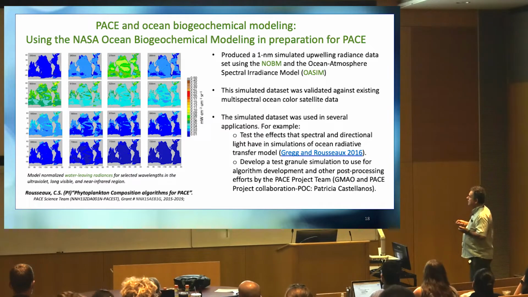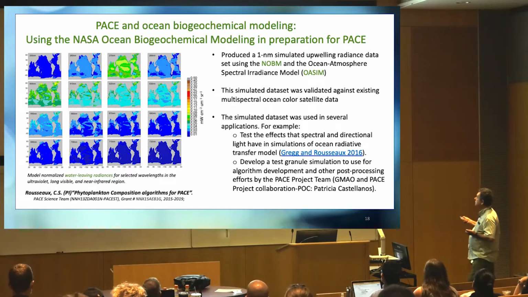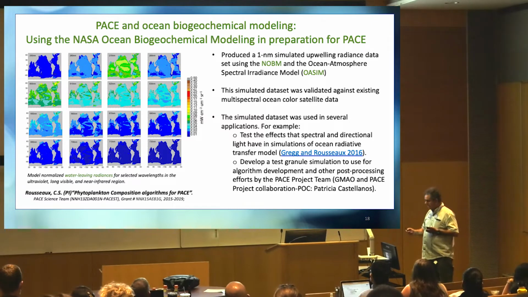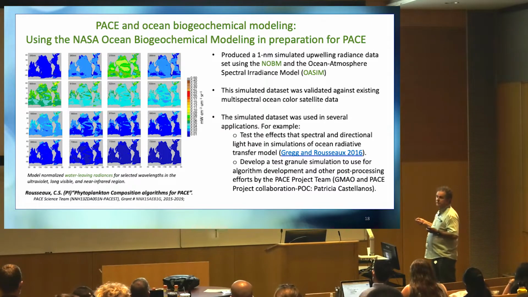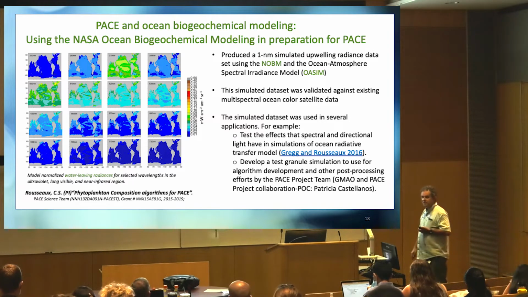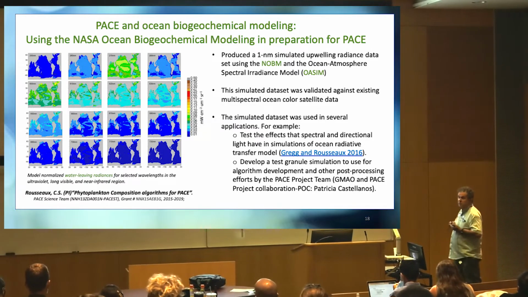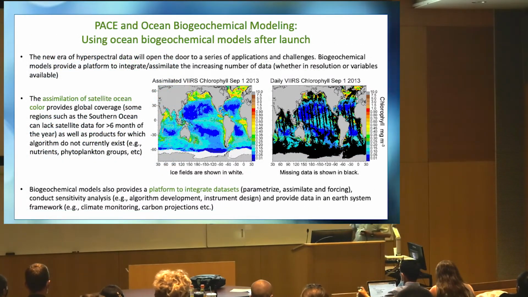It represents here a number of functional phytoplankton types. I think it's about 7, if I'm not mistaken. And they have coupled to this a very detailed ocean atmospheric spectral irradiance model, OASIM. You can actually simulate ocean leaving radiances in several wavelengths, and in particular the wavelengths that PACE is going to be retrieving. Right? So this model has been validated against multispectral ocean color data sets, and it has been used to simulate actually PACE observations. I will show some of the results from my colleague, Patricia Castellanos.